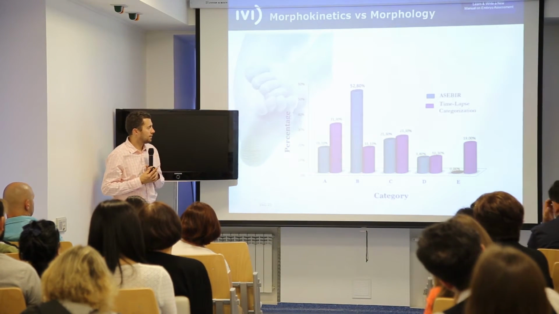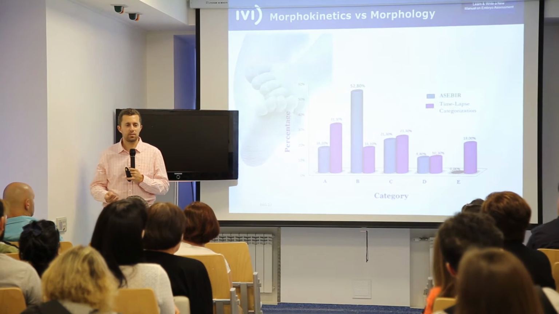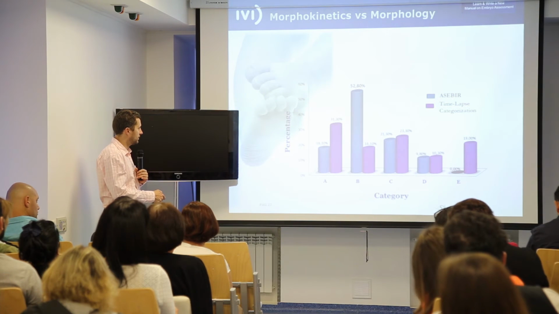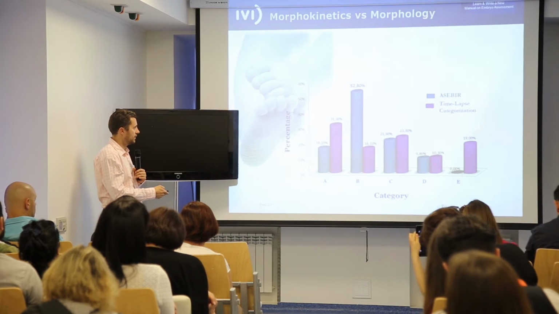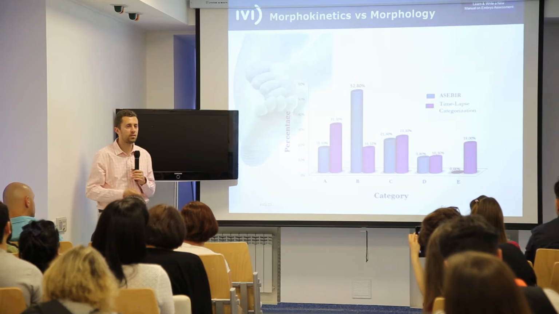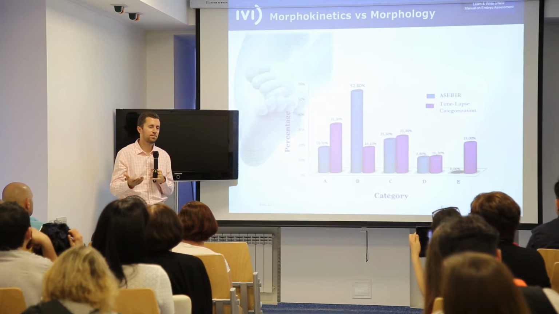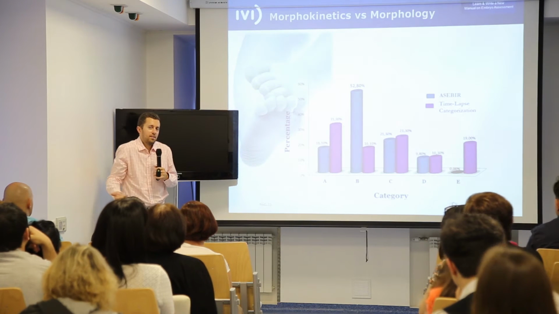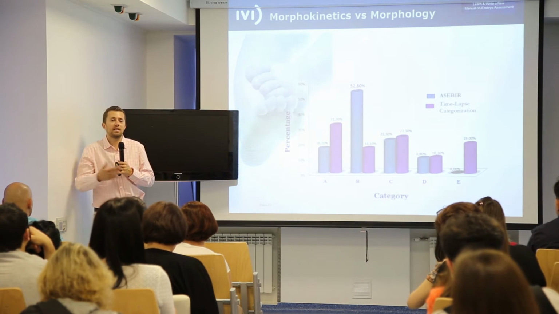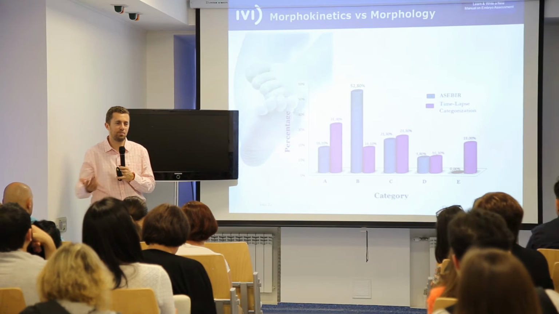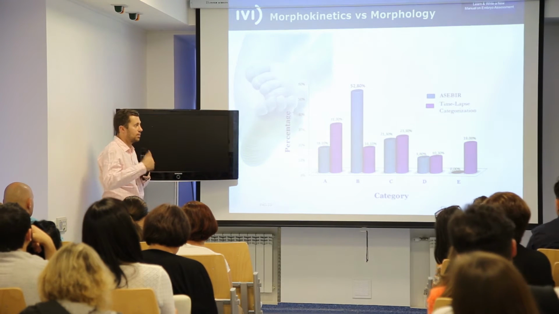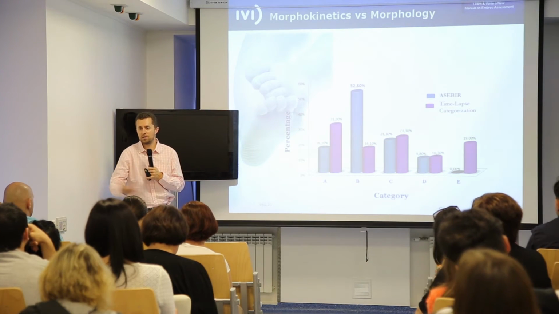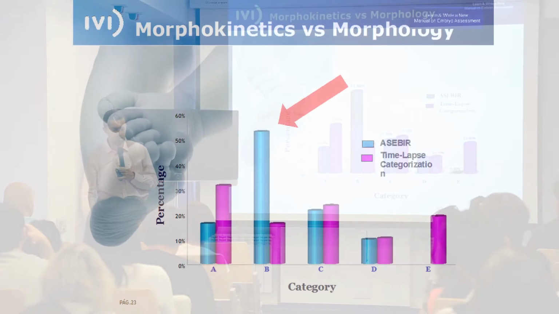If you take a look at the morphology categories, these day 3 categories, this is ABCD morphology by ASEBIR, and by time-lapse. ASEBIR is the Spanish Society of Embryology, and our way of classifying the embryos on day 3 is the same as ASEBIR, and probably the same that you use. It's true that in Spain we like to use the Spanish Society of Embryology categorization, which is more or less the same as others. It's exactly the same as ASEBIR.